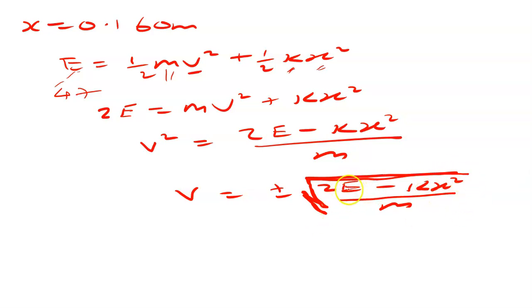So the total energy is 47. The spring constant has already been found from the first question. The value of x here has been given to be 0.16, and the mass has been found from the previous question. Hence, this is going to be the velocity or the speed at 0.160 meters.